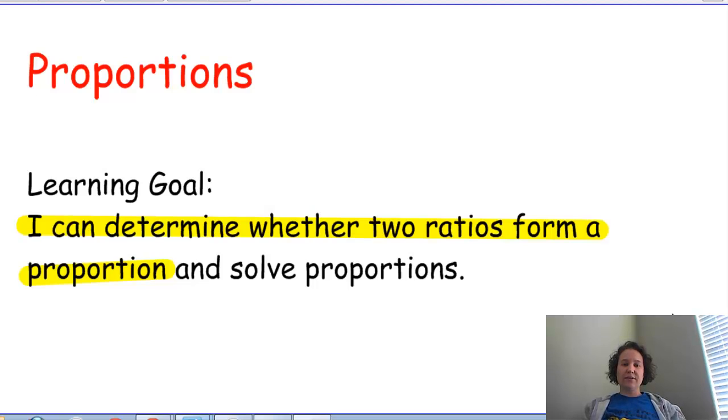Guys! Today's video is going to be about proportions, and this goes with the learning goal: I can determine whether two ratios form a proportion, and I can solve proportions. We're just going to be talking about the first part of that today.